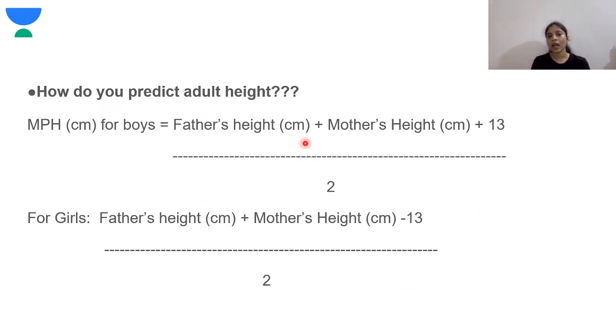So father's height plus mother's height plus 13, divided by 2, plus or minus 6. And for girls it is father's height plus mother's height minus 13, divided by 2, plus or minus 6.